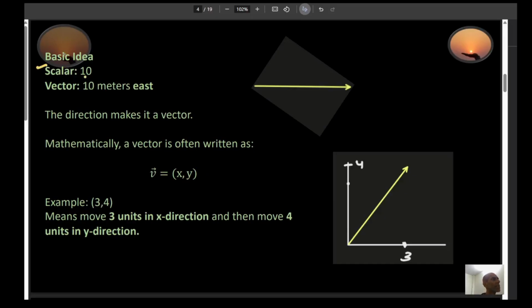So the basic idea is this. A scalar is just a number. A vector, on the other hand, is a number plus a direction. So the direction is what turns a scalar into a vector.